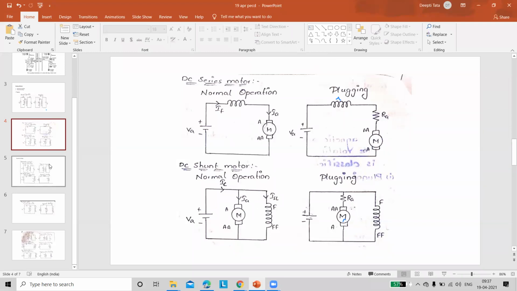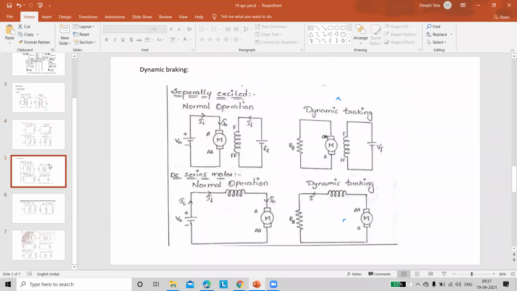And the next one is dynamic braking. In this dynamic braking, the motor is removed from the armature voltage and the motor is connected to an external resistance known as the braking resistance RB. And the motor energy, that is electrical energy, is going to be dissipated in the form of heat across this braking resistance.